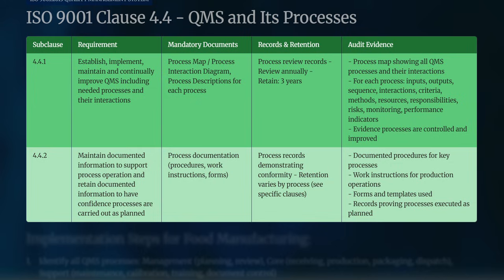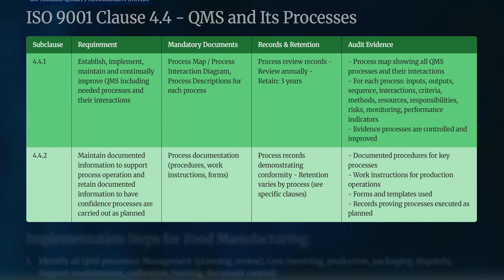The evidence you can present to the auditors: you should present a process map showing all QMS processes and their interactions. And for all the processes, it should include inputs, outputs, sequence, interactions, criteria, methods, resources, responsibilities, risks, monitoring, and performance indicators. And also, you should present evidence that processes are controlled and improved. So when you present those, you meet the requirement of subclause 4.4.1.